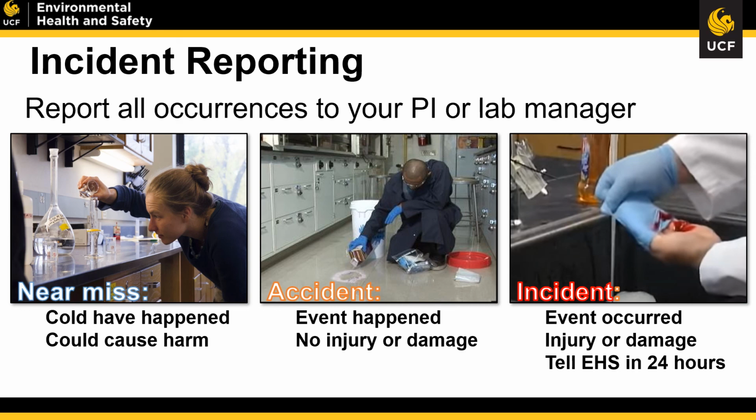Now, an accident versus an actual incident. An accident is an event that did happen, but there wasn't significant harm or loss of life. So if I were to actually slip on the banana peel and drop the bottle, but the bottle didn't break, or I didn't get any harm to myself, that's an accident. Report this to your primary investigator or your lab manager so that we can track these kinds of issues and hopefully resolve them through better SOPs and engineering controls.